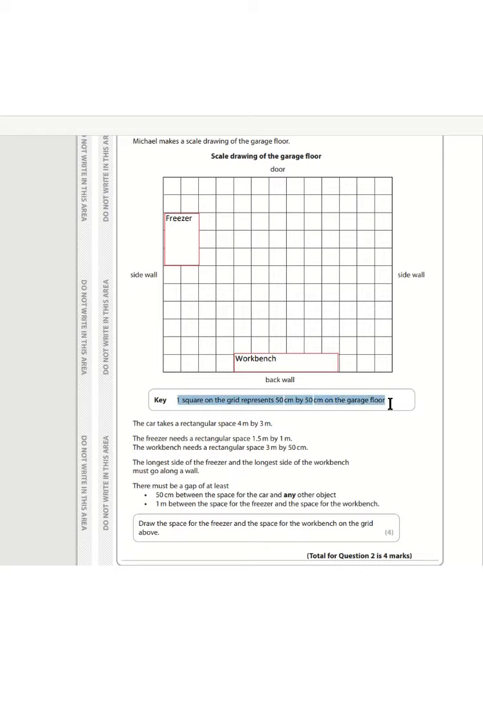You're given a key: one square in the grid represents 50 by 50 on the garage floor. So those squares were then typed, like for 1.5 meters you're going to have three squares, which is three lots of 50, width two lots of 50, which is 1 meter, and so on and so forth. So again, that's a question, have a go, have a try at.